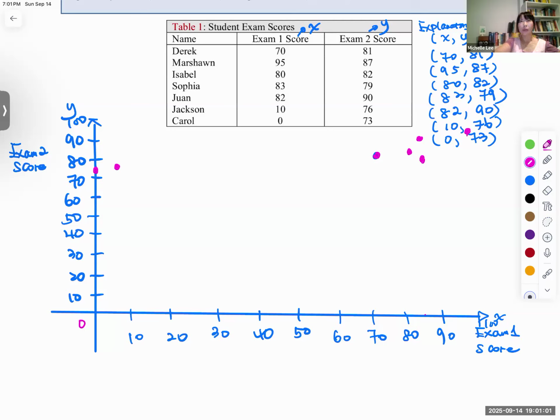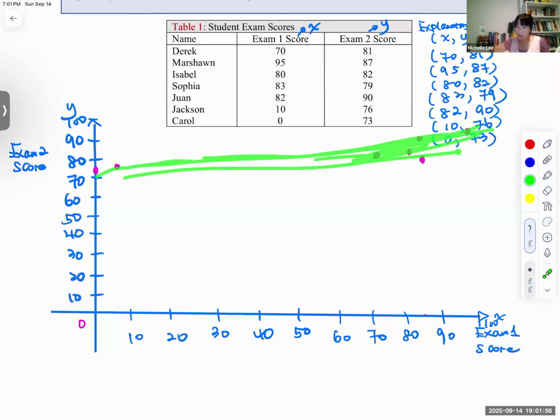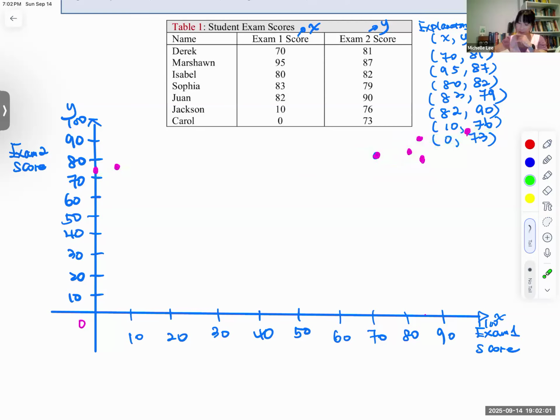That is a scatter plot. Make sense? All right. So what is the pattern or trend? The pattern looks like that, right? It looks like when x is increasing, y is also increasing. So we call this a positive association. We're going to get into that more later on.